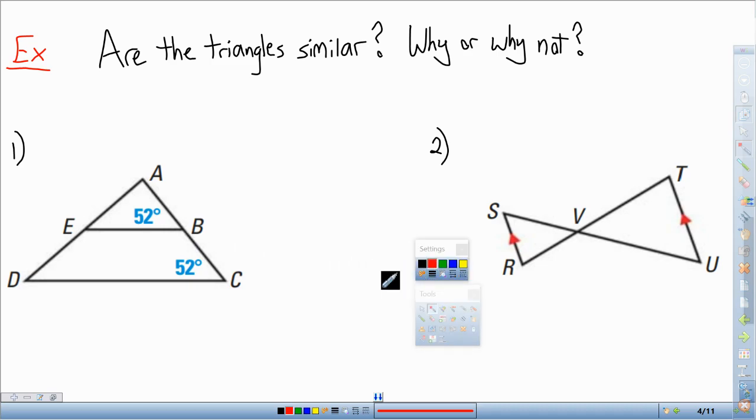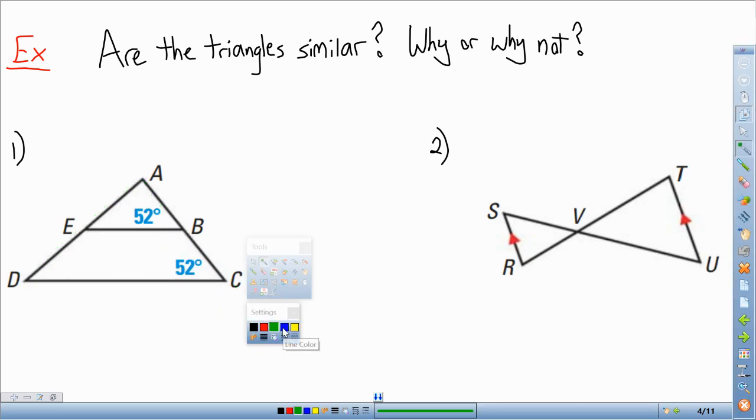Right now, it's pretty obvious. And by the way, the two triangles we're looking at are this triangle here, and the entire triangle here. So they kind of overlap one another. But one thing that's pretty obvious is that they do have at least one pair of corresponding angles congruent. These are both 52-degree angles. Wonderful. The question is, can we find another pair of corresponding angles that are congruent?